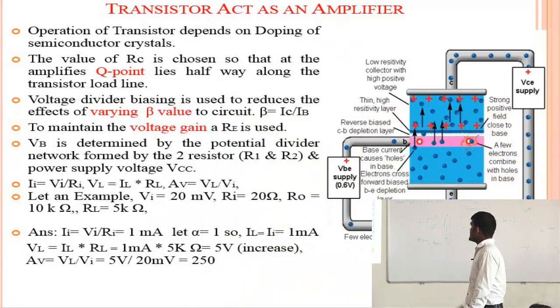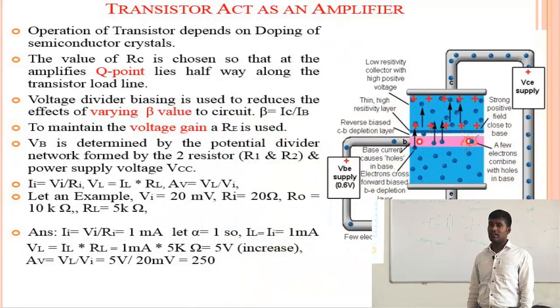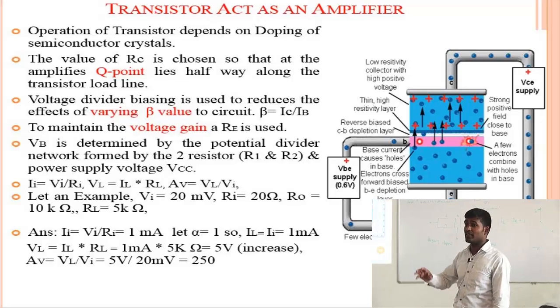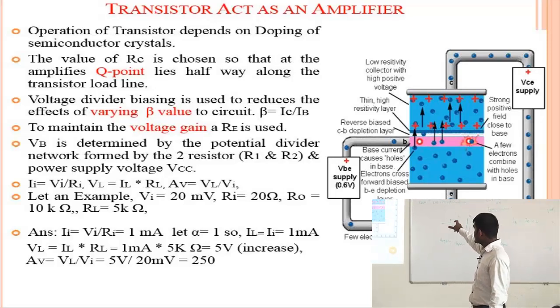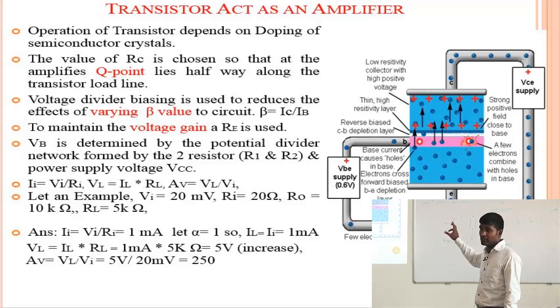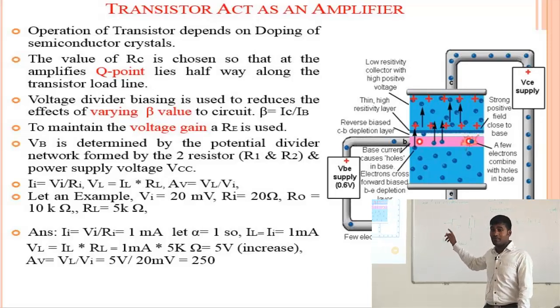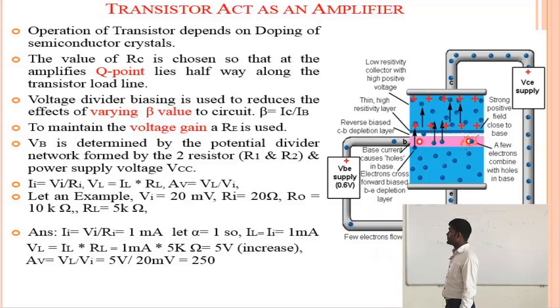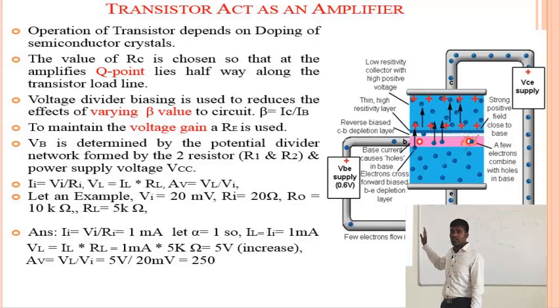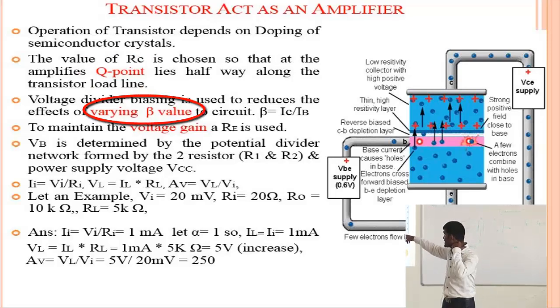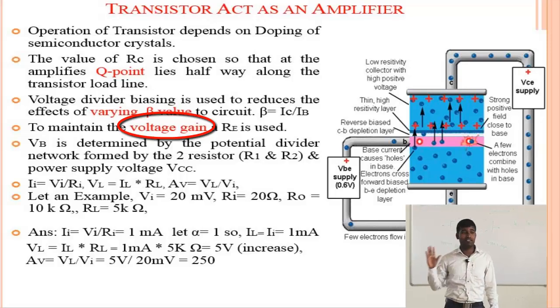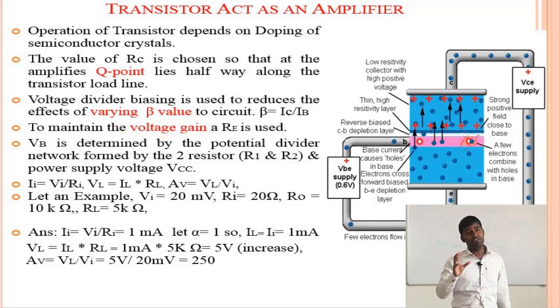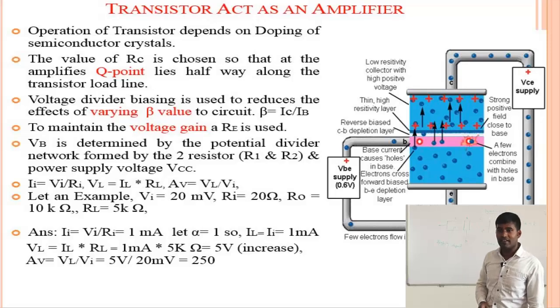Next, transistor acts as an amplifier. How does a transistor act as an amplifier? You can see the internal structure, what is happening internally. First things: three main things are there for amplifier purposes: Q point, varying beta value, and voltage gain. You have to maintain these three things. Then a proper amplification can be done through the transistor.